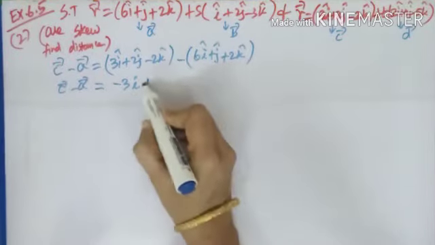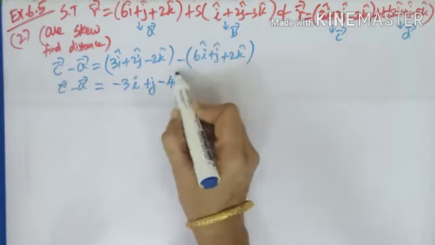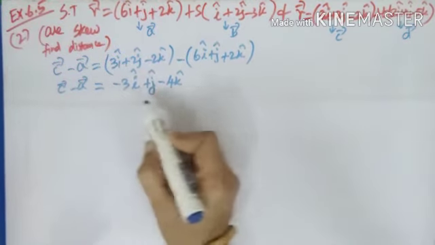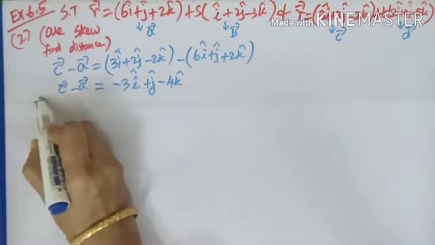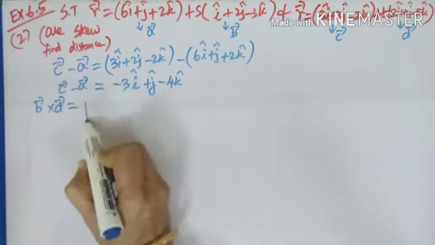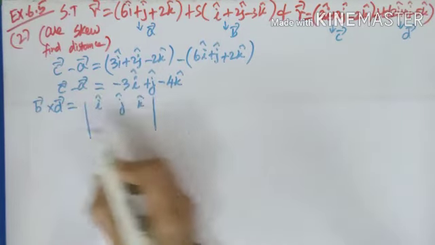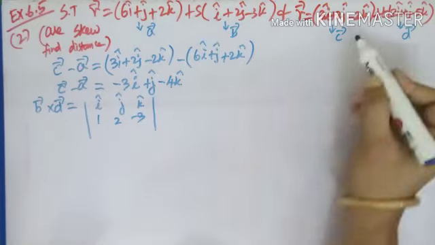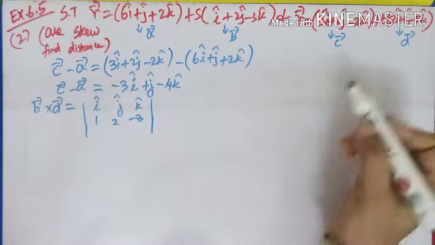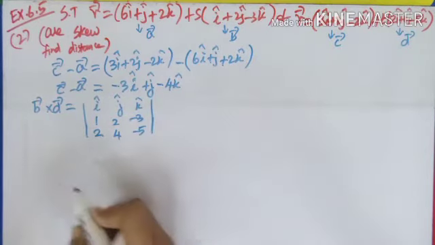2j minus j plus j minus 2k minus 2k minus 4k. So having got C minus A, my next step is to find B cross D. How to find B cross D? Determinant with i, j, k as the first row. B vector, the components are 1, 2, minus 3. C vector, D is 2, 4, minus 5.